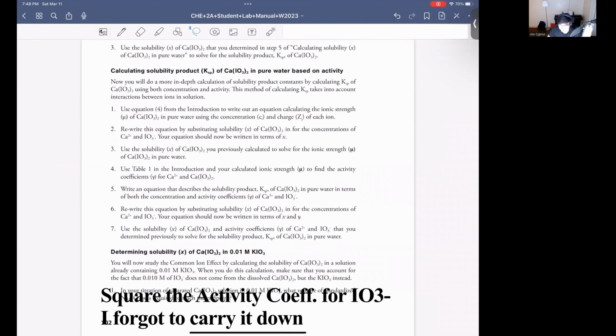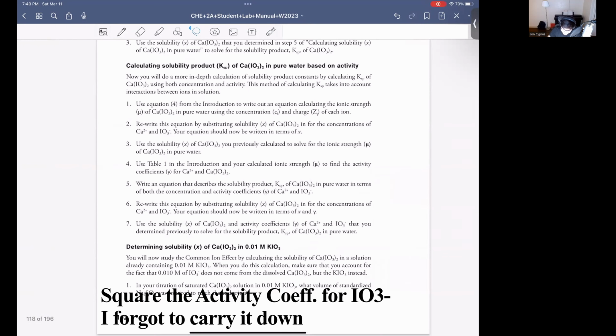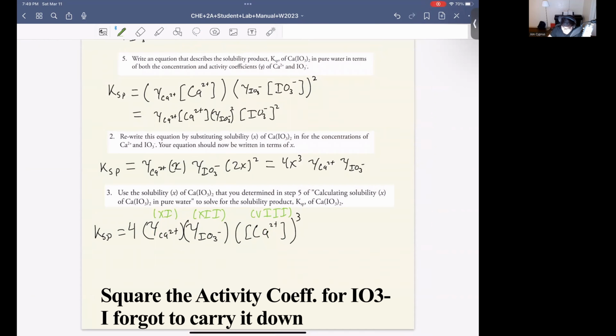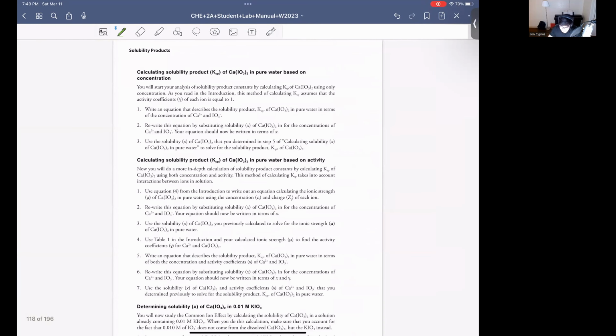So, calculating the solubility product, KSP, of calcium iodate in pure water based on activity. I forgot to denote this. I need a number for this. This new KSP value is a different one. Before, you assumed that the activity coefficients were 1. This one is different, so I'm going to denote it with an XIII. Before we assumed they were 1, but they are not 1.